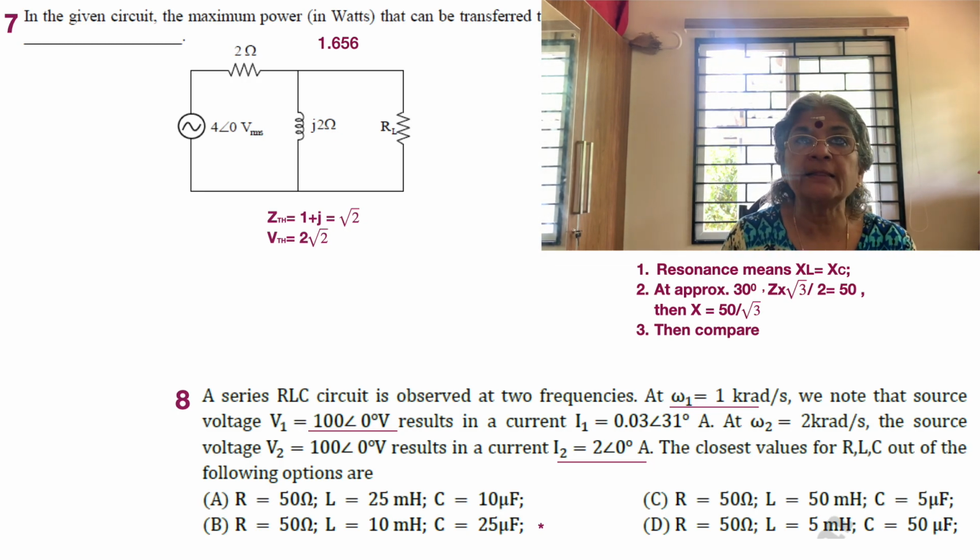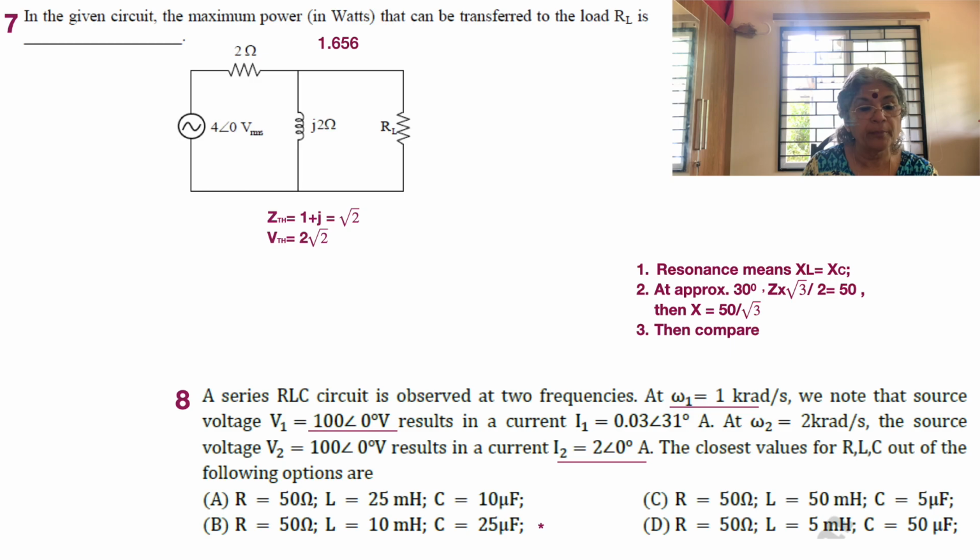So that means that the circuit is going to be purely resistive, and the resistance value will be given by 100 by 2, or 50. So all the answers reflect 50, so that we can leave aside. Now we go to the next point. The next point regarding reactance is that at that point XL is equal to XC.